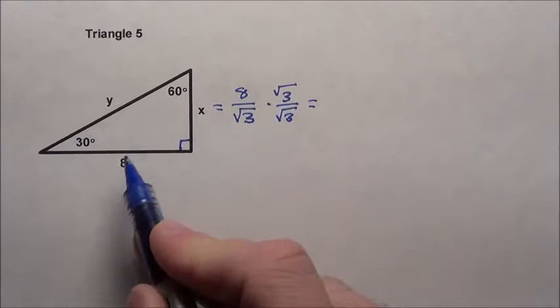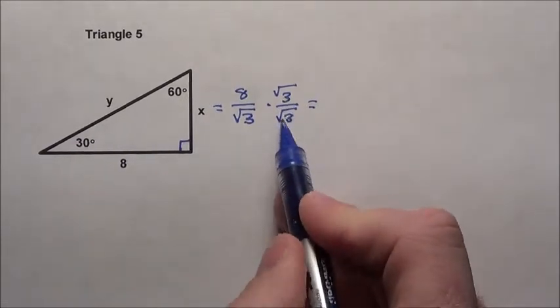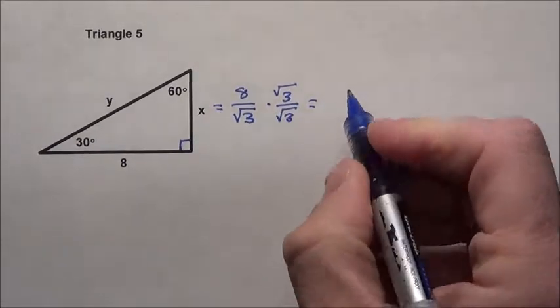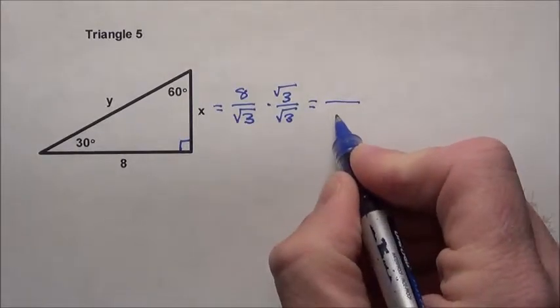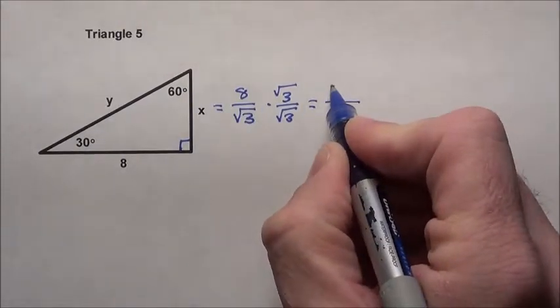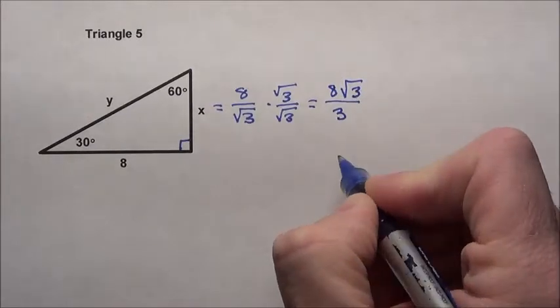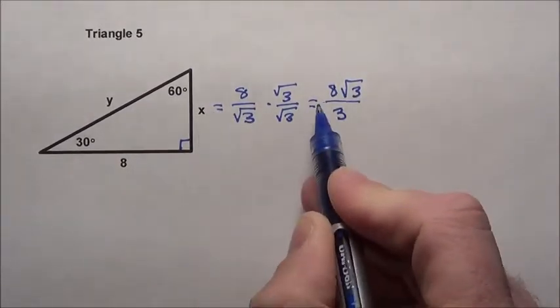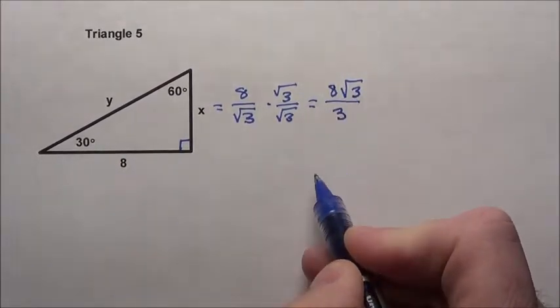And whenever we're rationalizing with this, we're going to always multiply by root 3 over root 3 to get rid of that 3 in the bottom. So root 3 times root 3 is 3. Up top I have 8 square root of 3. So there's my answer. X is equal to 8 square root of 3 divided by 3.